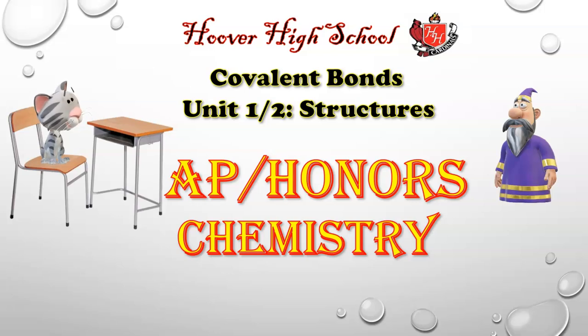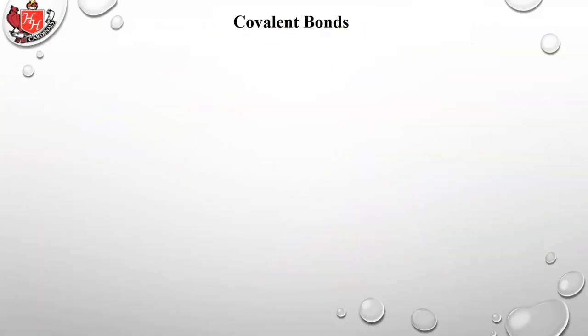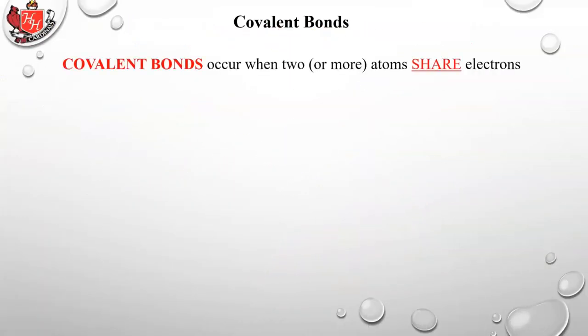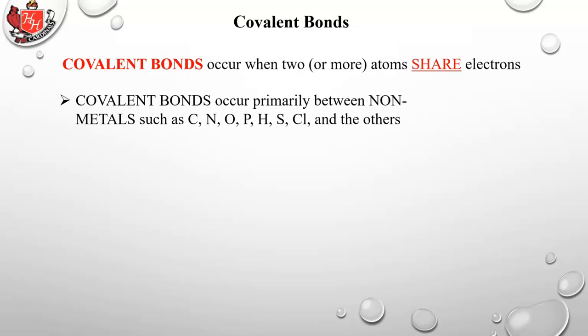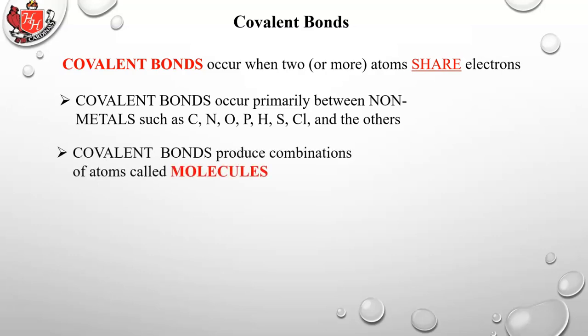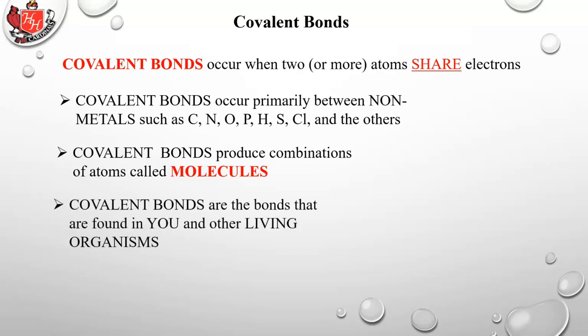Chemistry, we're moving on to our second type of chemical bonding, and it's called covalent bonds. Covalent bonds occur when two or more atoms share electrons. Covalent bonds occur primarily between nonmetals such as carbon, nitrogen, oxygen, phosphorus, hydrogen, sulfur, and chlorine, and the others. Covalent bonds produce combinations of atoms called molecules. Covalent bonds are the bonds that are found in you and other living organisms.